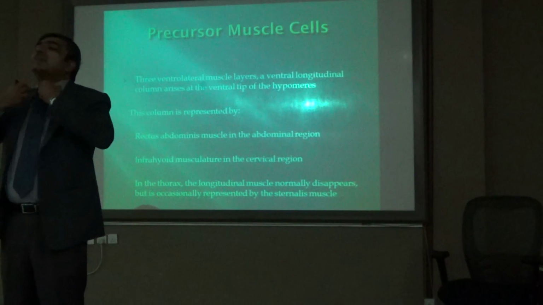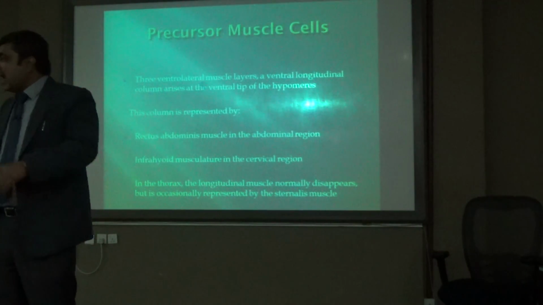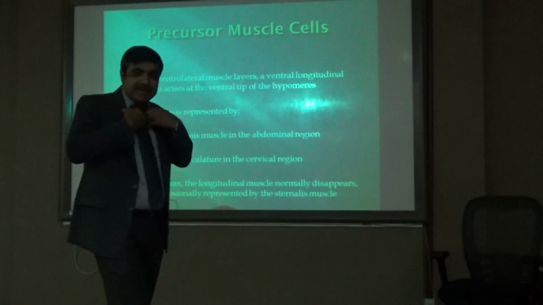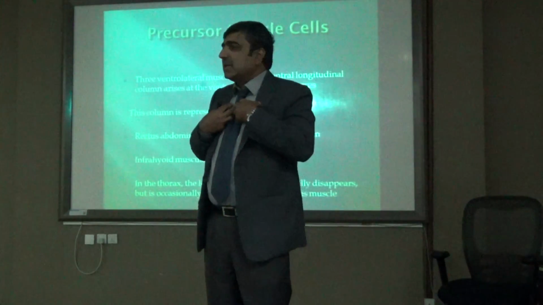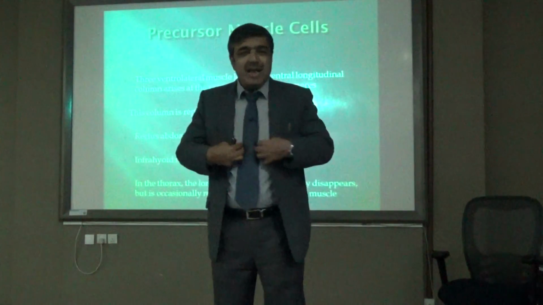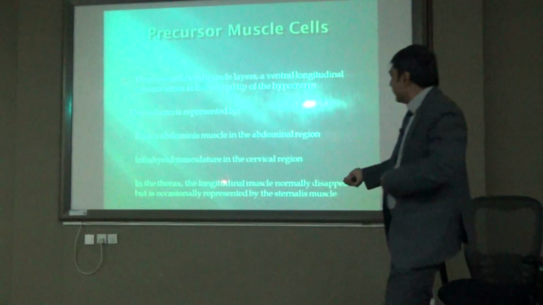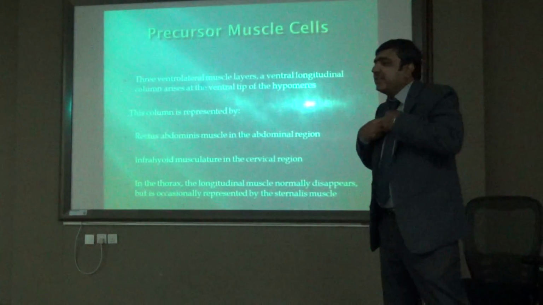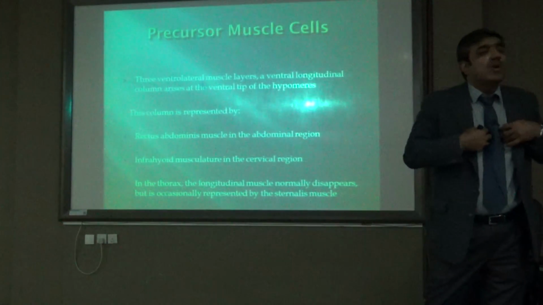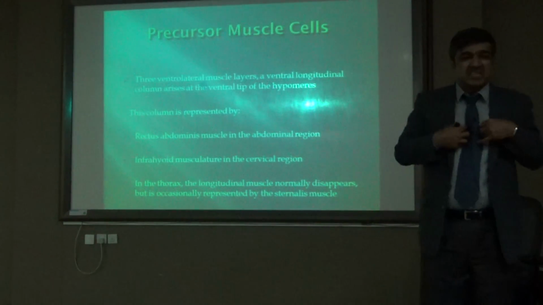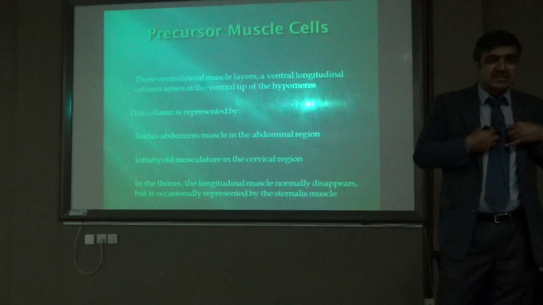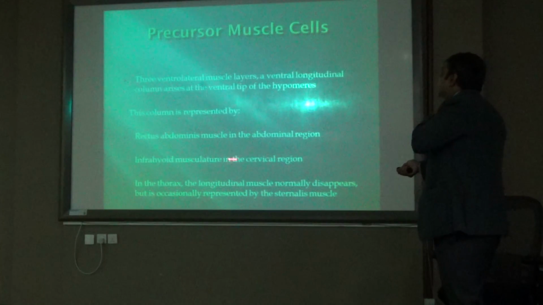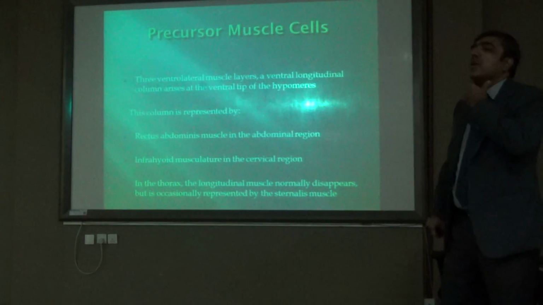Again, a band of muscles actually coming from the dorsal area, migrated anteriorly. This band of muscle in the abdominal region is known as rectus abdominis. In the thoracic region, near the sternum, it is known as sternalis muscle. It's new for you, sternalis. Have you ever heard about the sternalis muscle? And in the neck region, it is known as infrahyoid muscle.